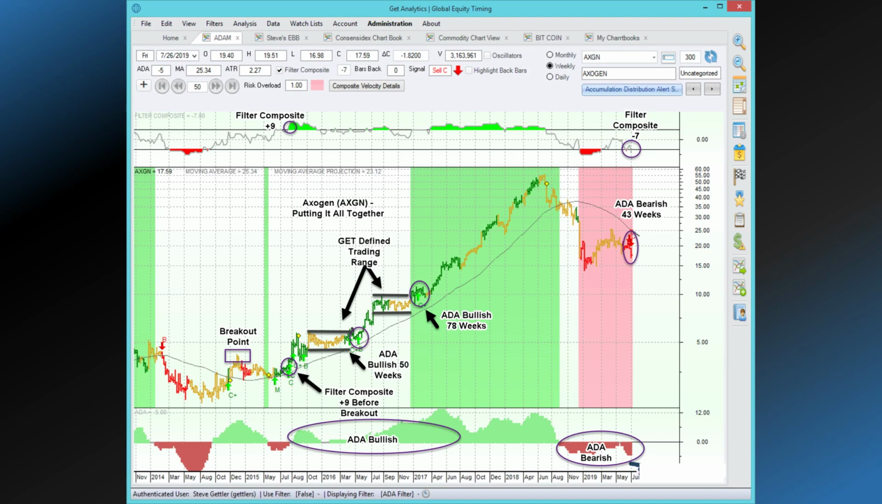Oh, before we leave, I have one more bonus item for you. Take a look at this right-hand side of the chart. Notice that now ADA has been bearish for 43 weeks and we're getting a sell signal. Don't know how this is going to turn out, but it's one that I would definitely take on the short side.